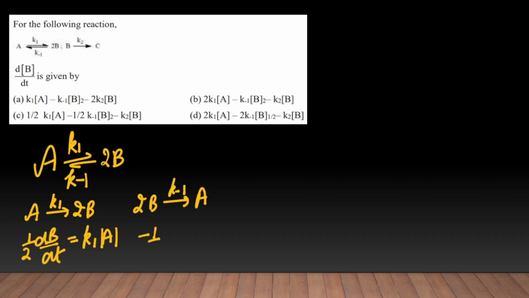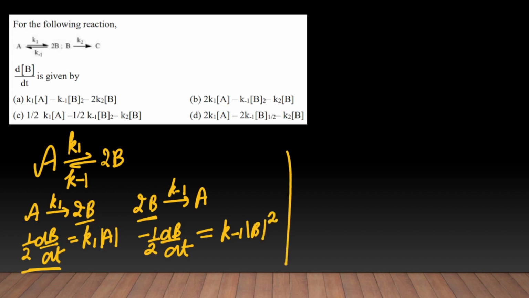So it will be minus 1 by 2 dB by dt, because in the first step 2B was being formed, so there we wrote the positive rate expression. Here B is the reactant, 2B is the reactant. So it will be minus 1 by 2 dB by dt, and this is equal to K inverse times B square, right?